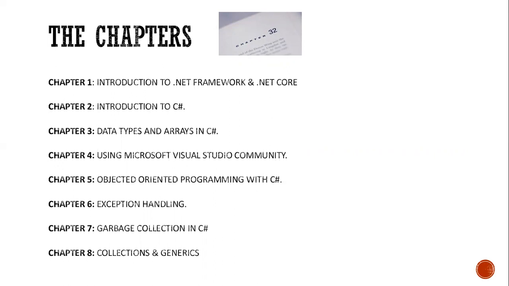We'll talk about the data types and arrays in C Sharp. We'll talk about the Visual Studio Community Edition and how to use Visual Studio. We'll also talk about object-oriented programming, and how to implement object-oriented programming with C Sharp. We'll then deal with exception handling and errors. We'll talk about what garbage collection in C Sharp is. And of course, at the end, we'll talk about collections and generics.